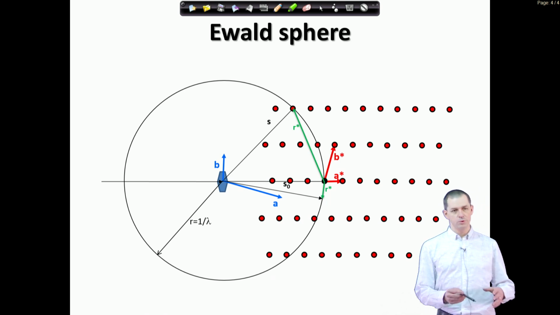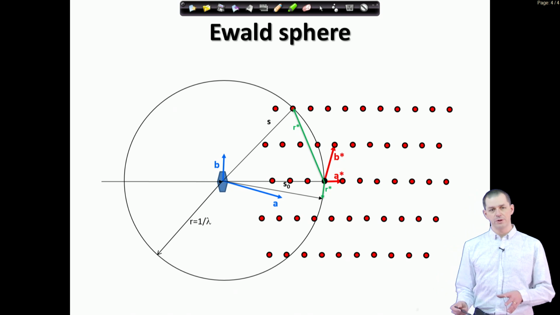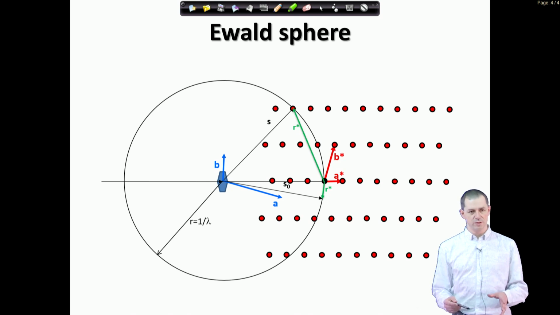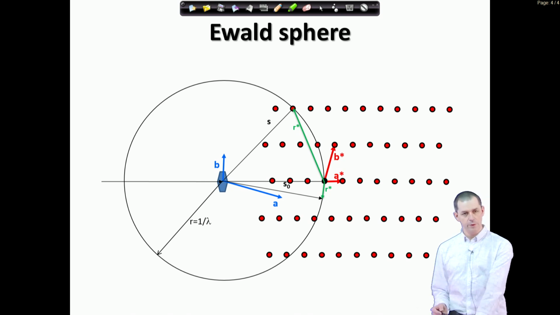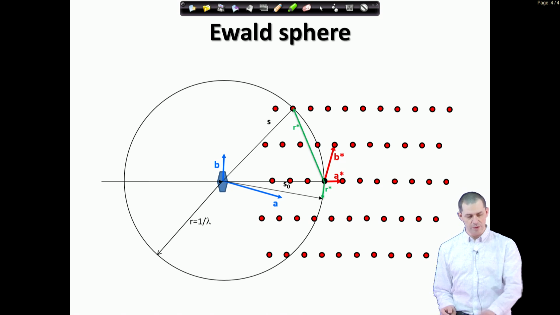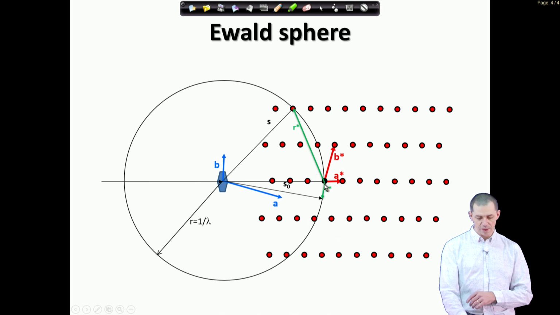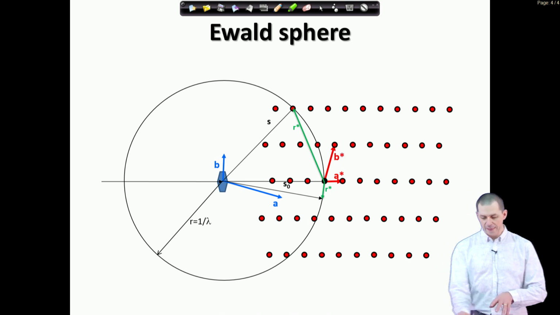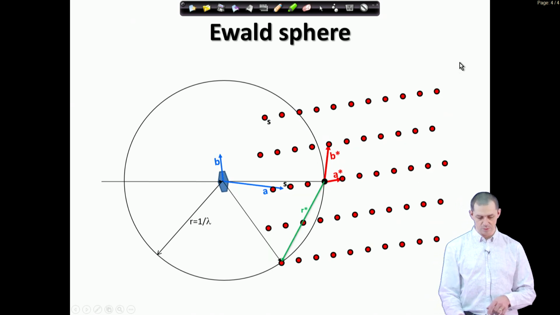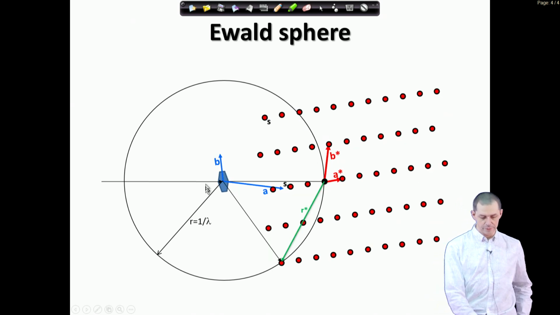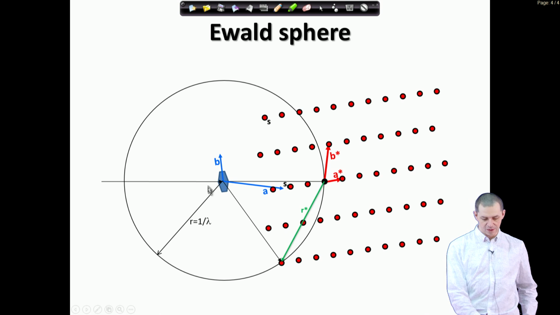And now if you want to change the diffraction, what you need to do is to change the orientation of the reciprocal lattice, and that you can do by changing the orientation of the crystal. So if you rotate the crystal, you rotate the reciprocal lattice because the two are related, and you get a different picture. So in this case, I rotated the crystal slightly counterclockwise.